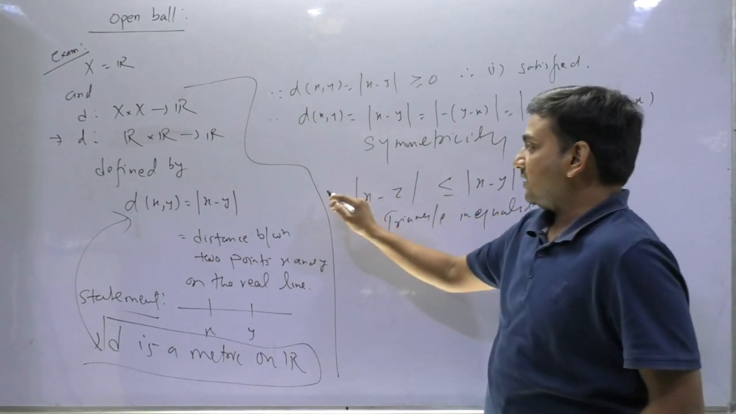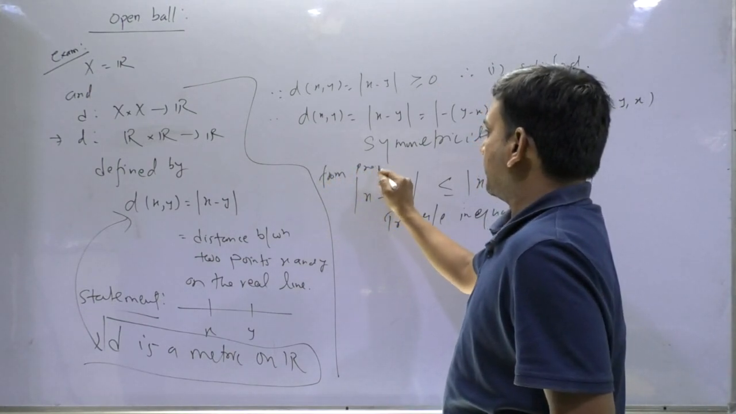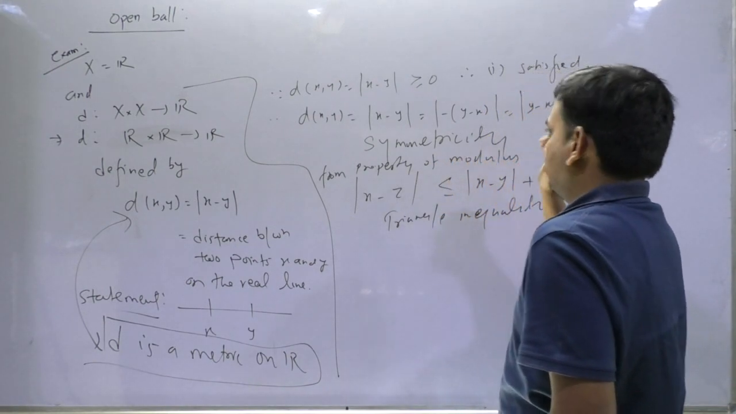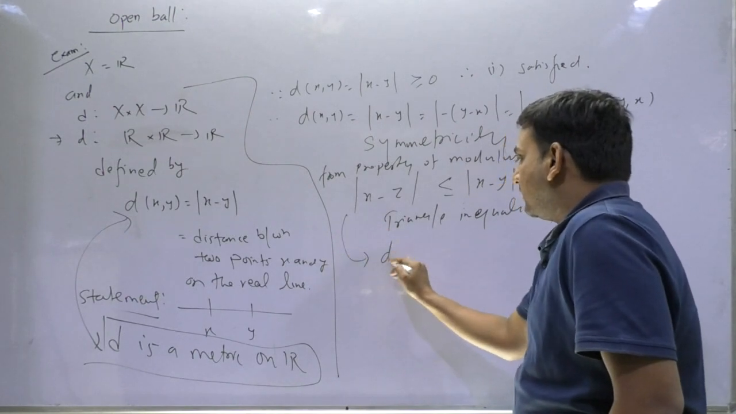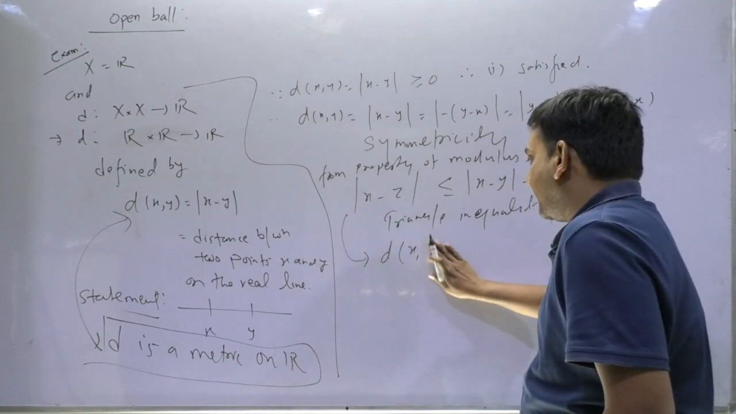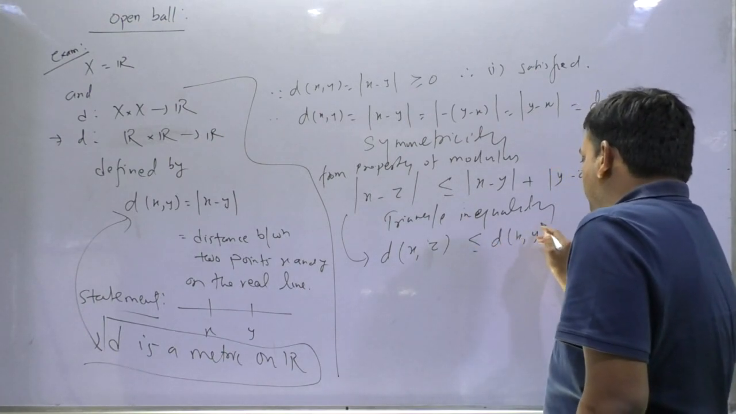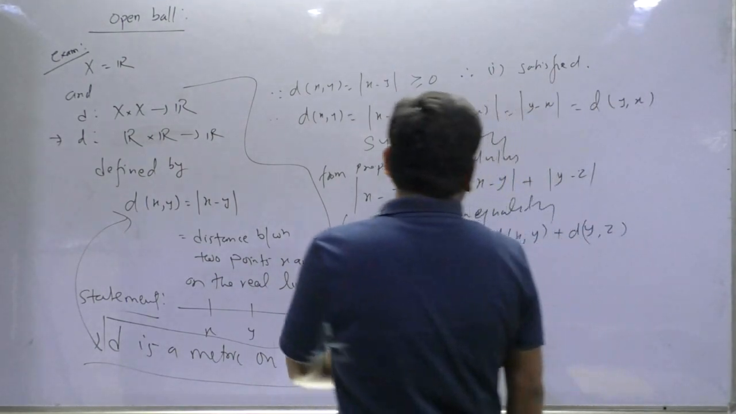So this I have used from the property of modulus. Got it? So this implies d of x comma z is less than or equal to d of x comma y plus d of y comma z. Please check it out.